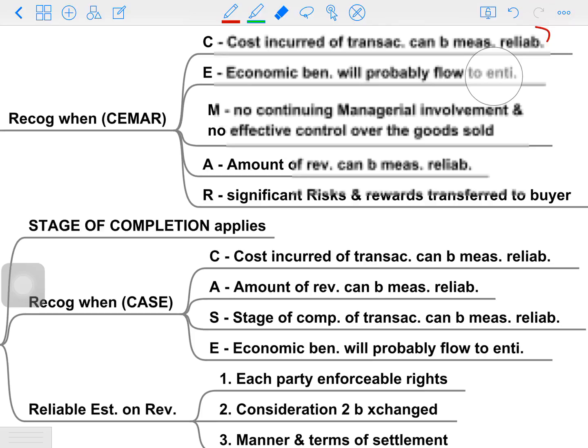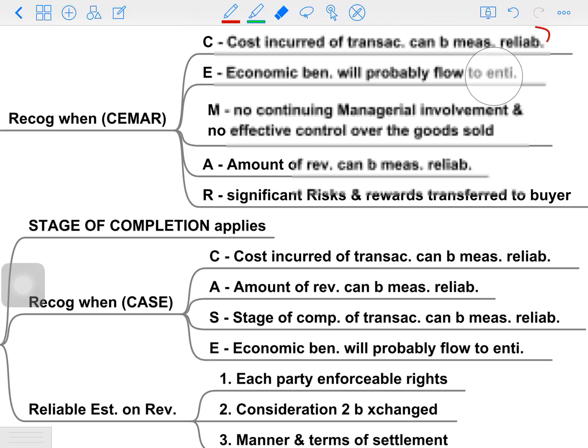That is with regard to sale of goods. This is how you recognize revenue from sale of goods. Okay? From sale of goods. Second, how do you recognize revenue for rendering of service? Maknanya you provide service. Your company provides service. Okay? How do you recognize your revenue for services?